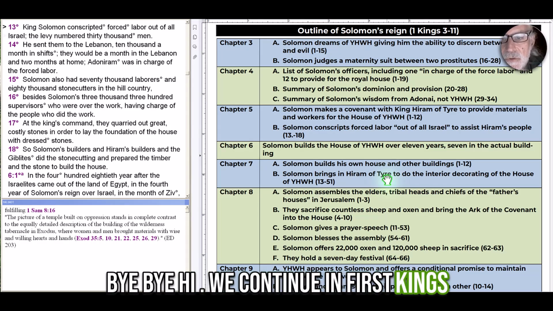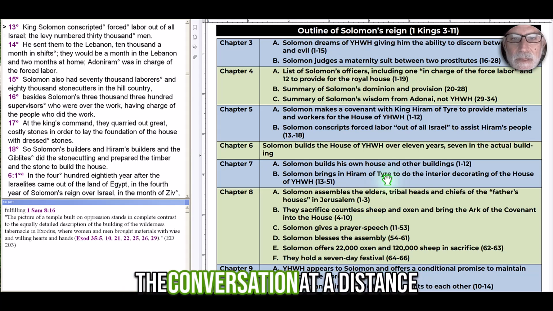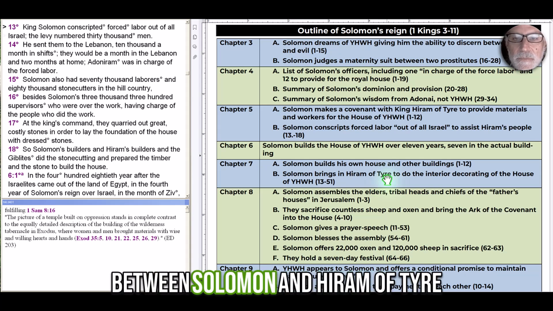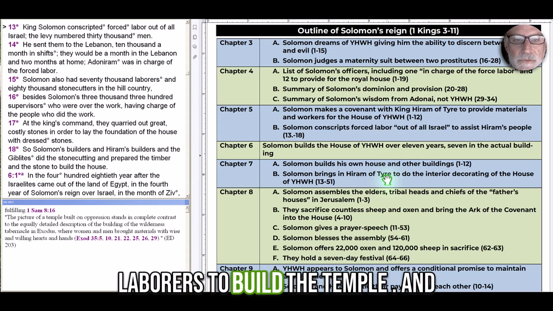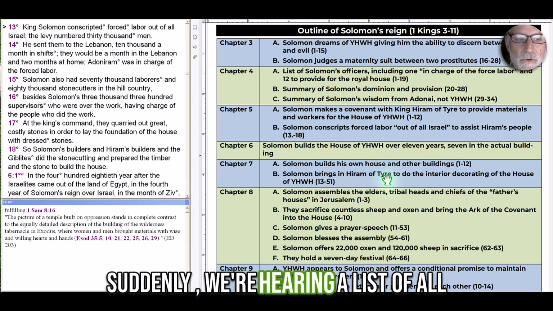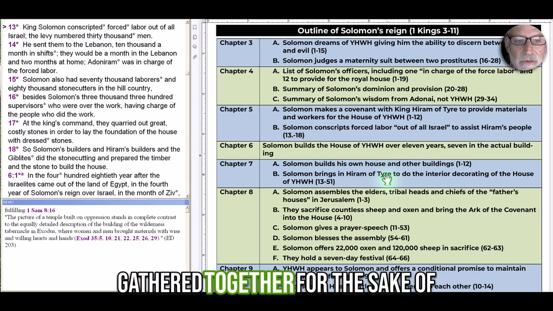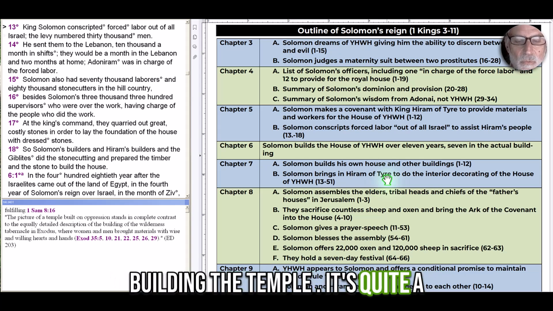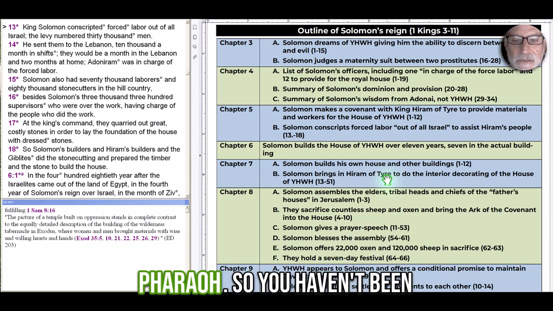We continue in 1 Kings 5 today and complete the chapter as the text shifts radically from the conversation at a distance between Solomon and Hiram of Tyre to arrange for the materials and laborers to build the temple. And suddenly we're hearing a list of all the forced labor that King Solomon gathered together for the sake of building the temple. It's quite a shift, and we'll see how Solomon is portrayed from a different text as Pharaoh.